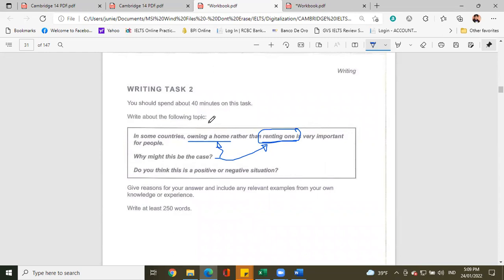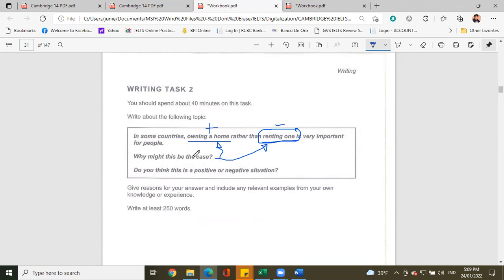So maybe you can discuss the advantages of owning a home and then correlate it with the disadvantage of renting a home. Kung ano yung advantage ng owning a home, yun yung disadvantage ng renting a home. So, pag sinight mo yung advantage of owning a home, tuloy-tuloyin mo na. Tatawid ka din sa renting. Ano? Sasabihin mo, it's a disadvantage. Don't forget.